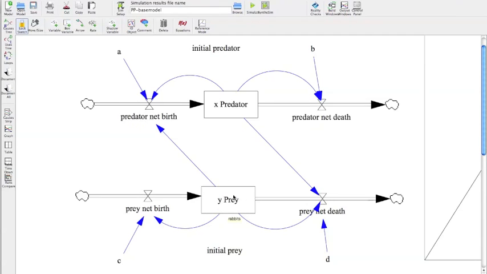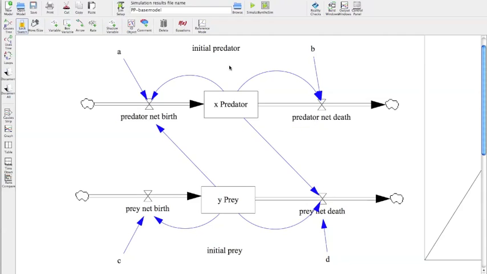If you look at the prey population, the prey population also has a net birth. It also has a net death. The net birth is driven by a constant C and by the availability of the prey, and the death of the prey is driven by a coefficient D and also by the availability of prey. Another distinction to make, again, is that the death of the prey is also driven by the availability of predator, meaning more predator, more death of prey. So that's essentially the Lotka-Volterra type interactions that we just discussed.